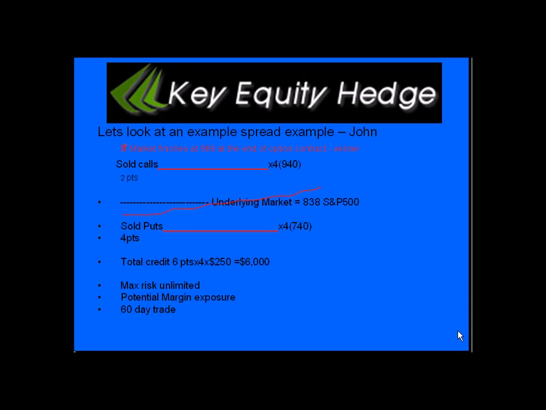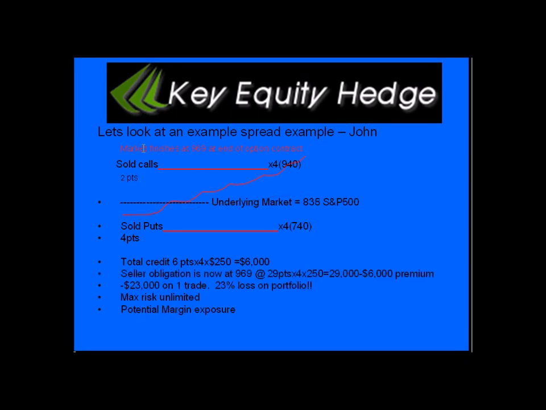Now, it's a 60-day trade, but we've got to remember that anything can happen in those 60 days. So ideally what he wants to see happen is the market finishes between his strike points, so his 940 and 740 strike points, and if that happens, obviously he gets to keep his $6,000, so everyone's happy.